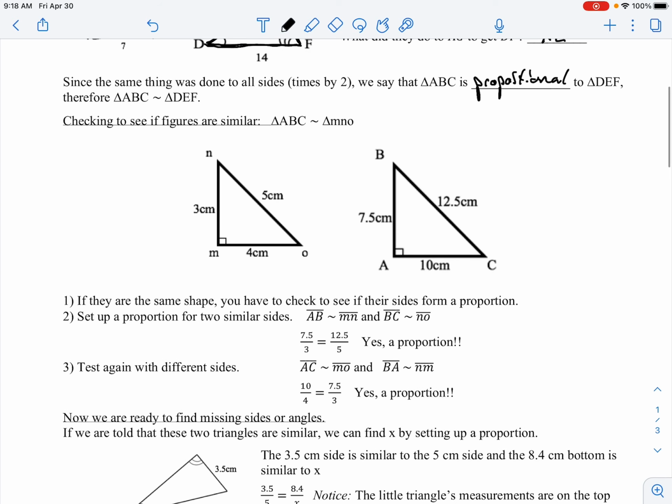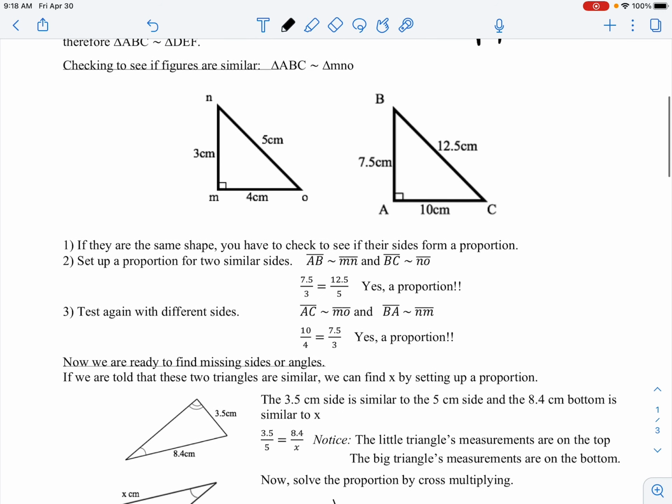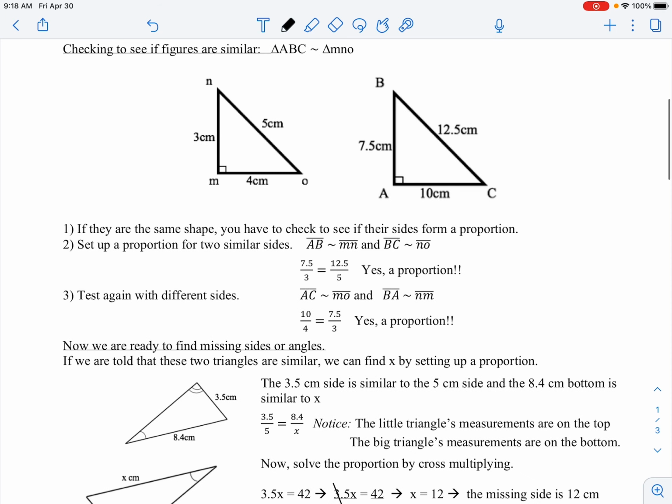So in the last assignment we were told that the figures we were dealing with were similar. We might not always be told that, so we need to be able to check to see if they're similar. So the steps to do that, checking to see if ABC is similar to MNO. The first thing we need to do is, if they are the same shape, we have to check to see if their sides form a proportion. So remember, proportion means equal ratios. So they're going to set up a proportion for their two similar sides.